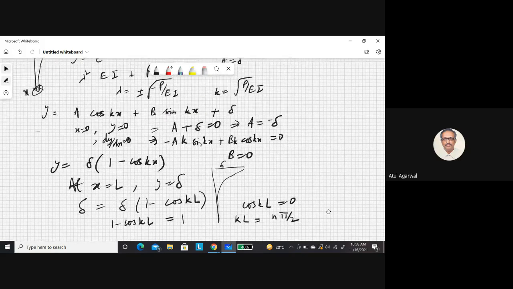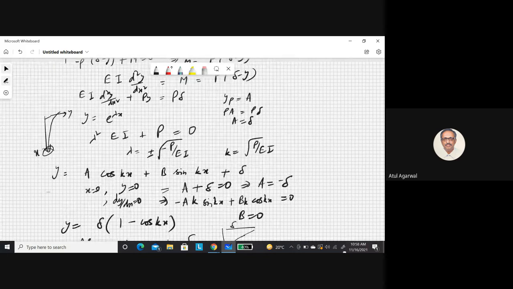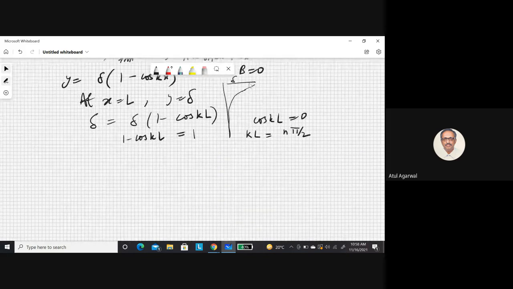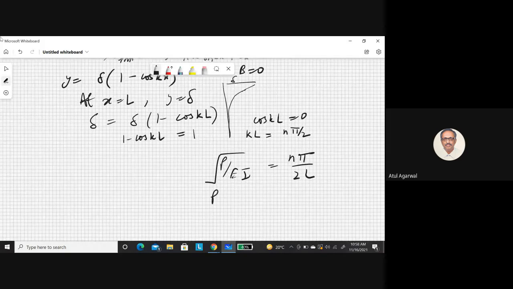What was your K? K was root P by EI. So root of P by EI is equal to n pi by 2L. So P critical becomes EI into pi square by 4L square. I am putting n is equal to 1. So that gives you the minimum value of P critical.